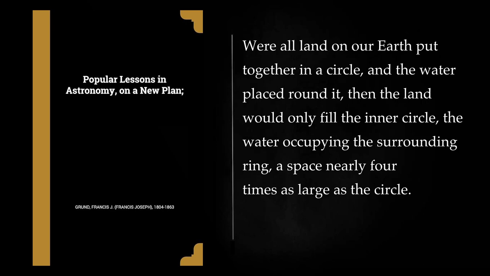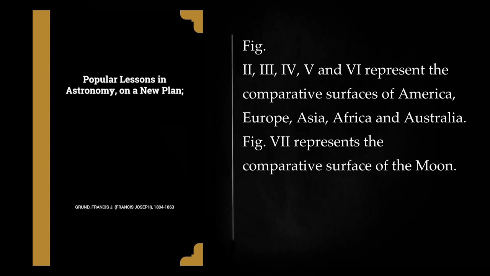Were all land on our Earth put together in a circle, and the water placed round it, then the land would only fill the inner circle, the water occupying the surrounding ring, a space nearly four times as large as the circle. Fig. 2, 3, 4, 5 and 6 represent the comparative surfaces of America, Europe, Asia, Africa, and Australia. Fig. 7 represents the comparative surface of the Moon.